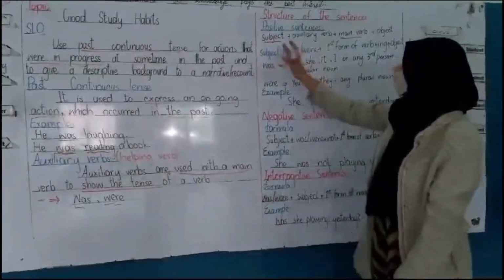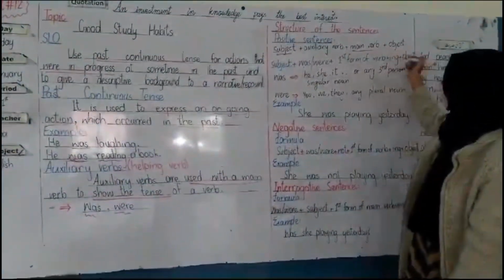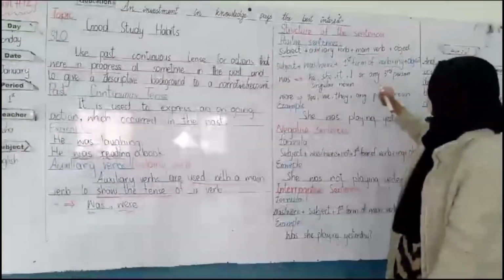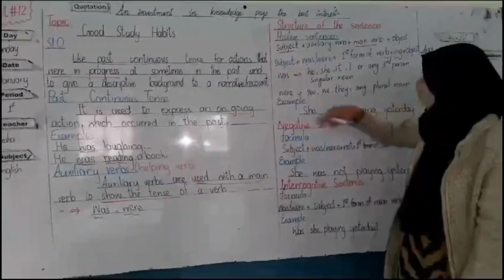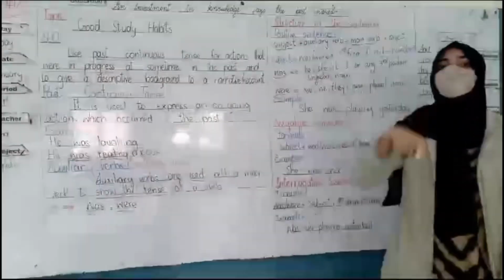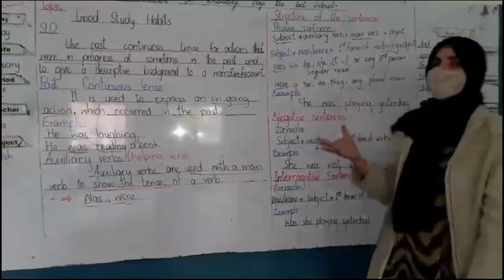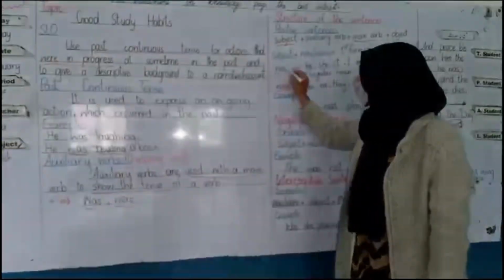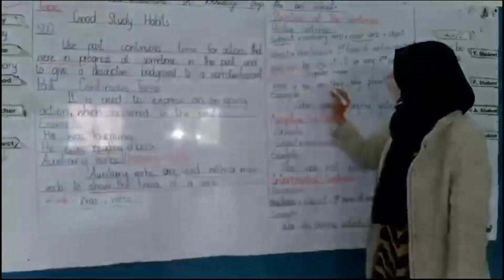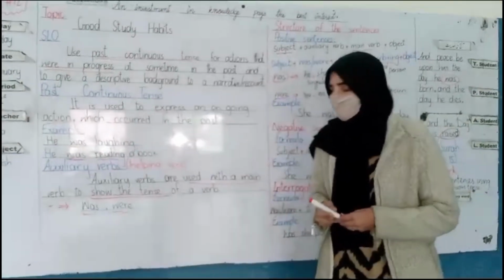In positive sentences, we simply do subject, auxiliary word was or were, first form of word plus ing, and then object. Where we use was and were? If our subject is he, she, it, I, or any singular third person, then we will use was as auxiliary word. And if our subject is you, we, they, and any plural noun, then we use were.